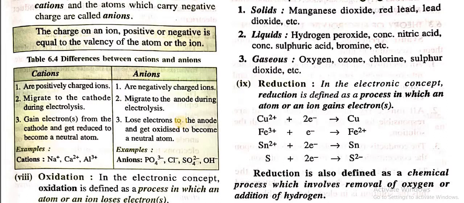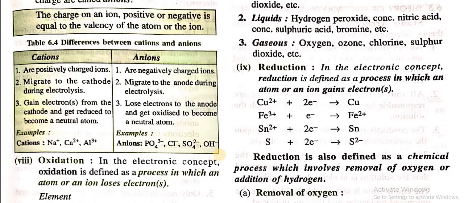Next today we'll discuss the difference between cations and anions. Cations are positively charged ions, anions are negatively charged ions. Cations migrate to the cathode during electrolysis, anions migrate to the anode during electrolysis. Cations gain electrons from the cathode and get reduced to become a neutral atom. Examples are Na+, Ca2+, Al3+. Whereas anions lose electrons to the anode and get oxidized to become a neutral atom. Examples, PO4 3-, Cl-, SO4 2-, all these are anions.